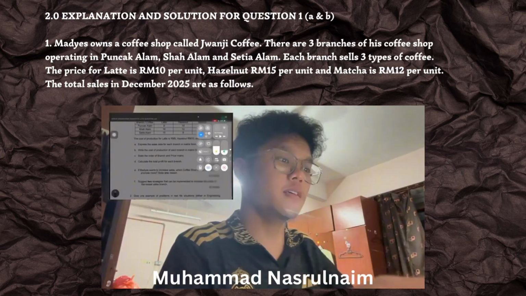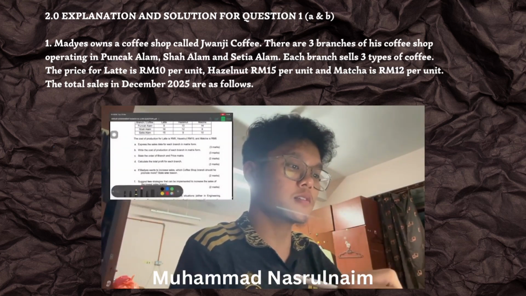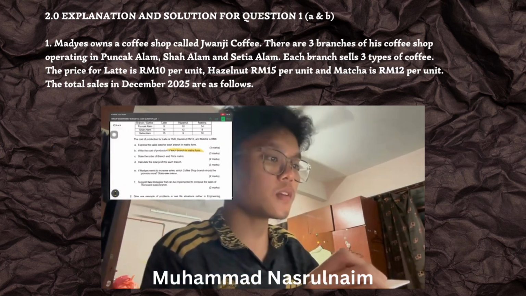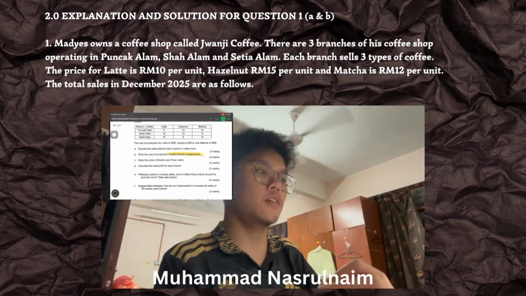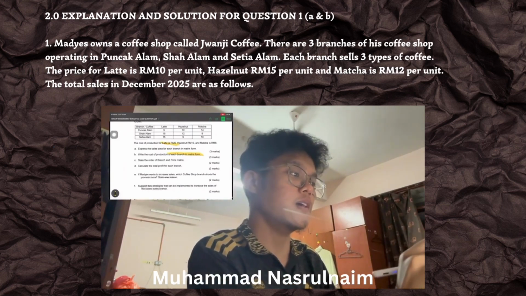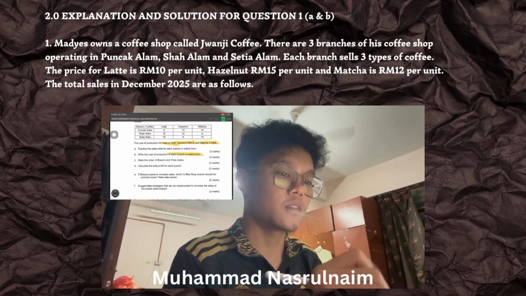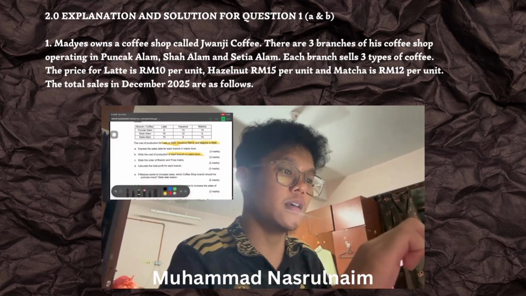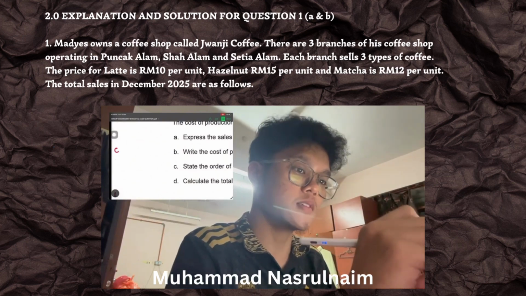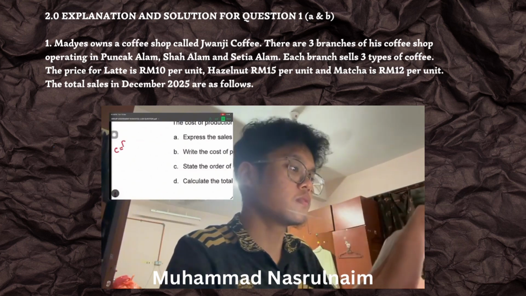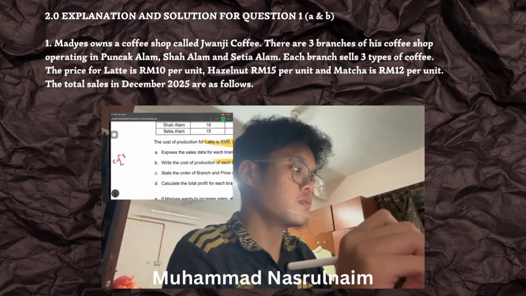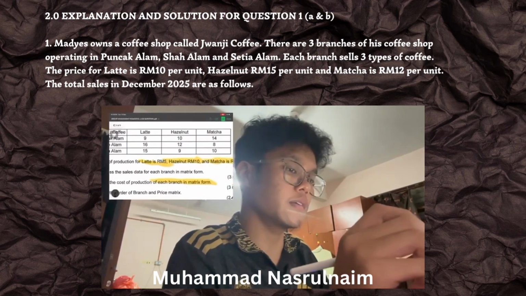For question 1B, write the cost of production of each brand in matrix form. So the cost of production per unit is 5 ringgit for latte, 10 ringgit for hazelnut and 8 ringgit for matcha. It can be written in a cost matrix, C equals 5, 10 and 8.